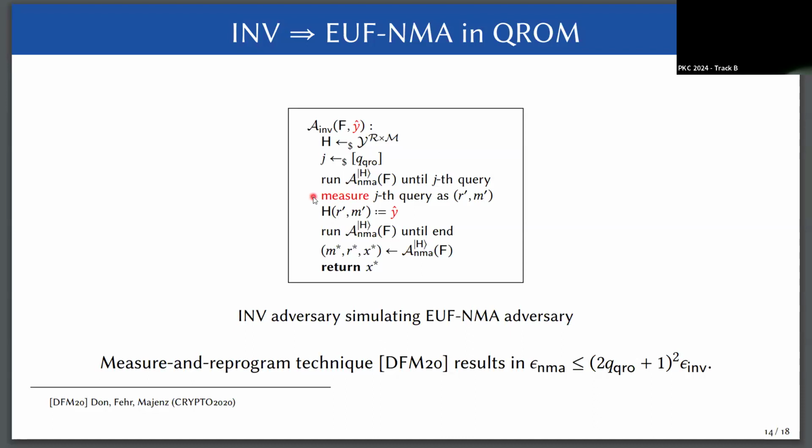First, he measures J's query, and the measurement result is R''. Actually, J is chosen in the beginning of the game, and he reprograms the random function like that: H of R'' equals Y hat. Doing this measurement and reprogramming, this adversary can give information of his challenge Y hat to the EUF-NMA adversary and get a kind of preimage X star of Y hat like this.